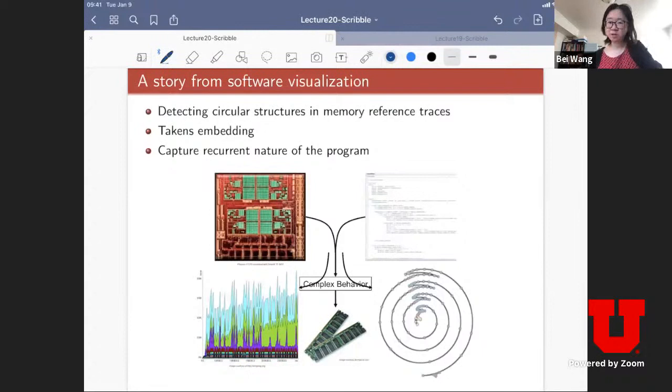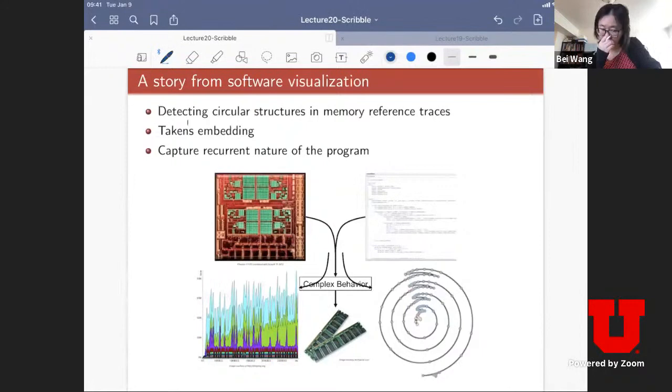And then there's something called Takens embedding, which is how I take a time series and map it into a high dimensional point cloud. And the next level is to apply persistent homology to that high dimensional point cloud to detect the loops that have high persistence and map them back to my memory reference trace, with the hope that that pattern will indicate some behavior of my program.